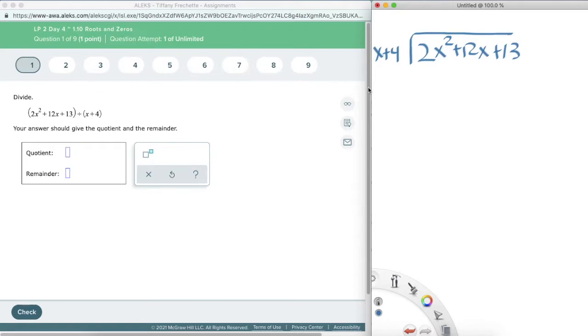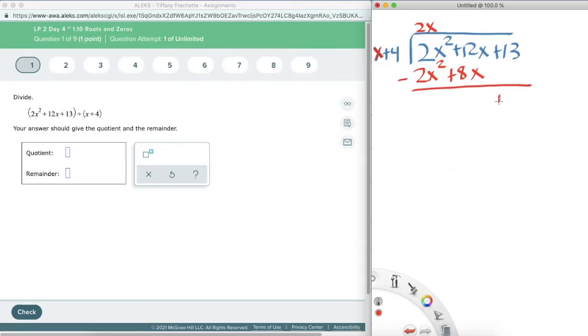So when we're doing long division with polynomials, we always want to figure out what I need to multiply this first piece by, this x, to make it match what's in the first position here. So I'm going to have to multiply by 2 because I want it to be 2, and I'm going to have to multiply by x so that when I multiply x and 2x, it becomes 2x squared. And then I also have to multiply that by 4. So 4 times 2x is 8x. And I'm going to draw a line and subtract just like I would in regular division.